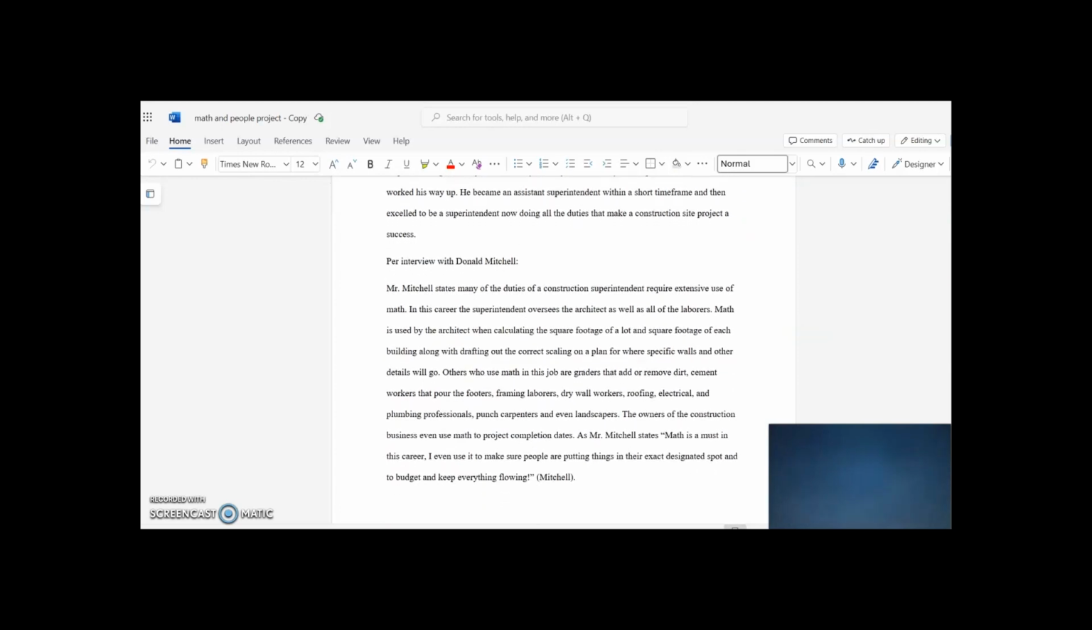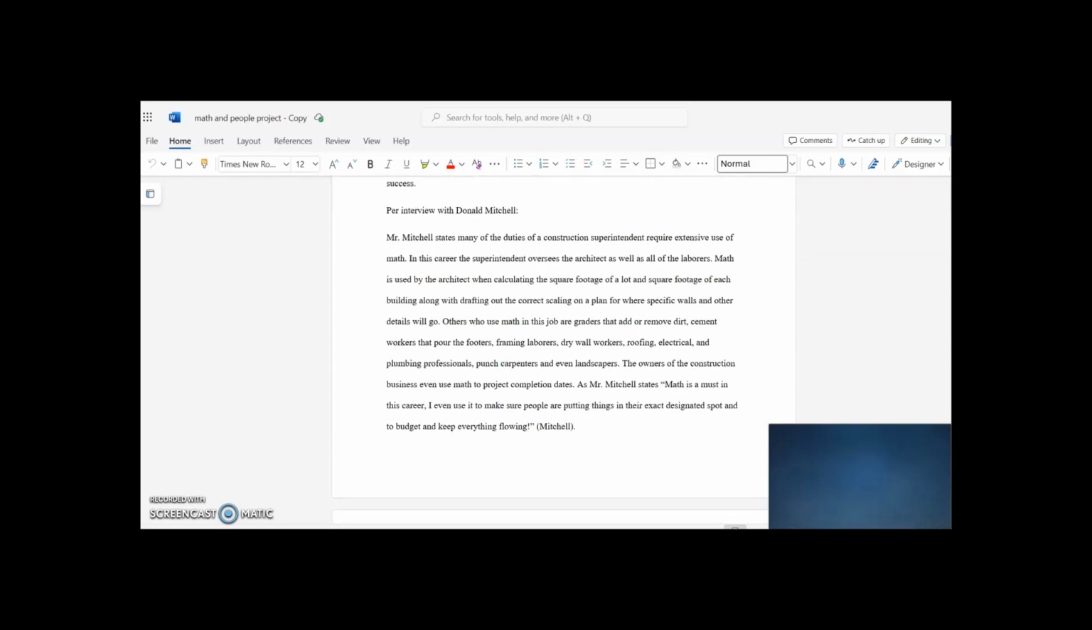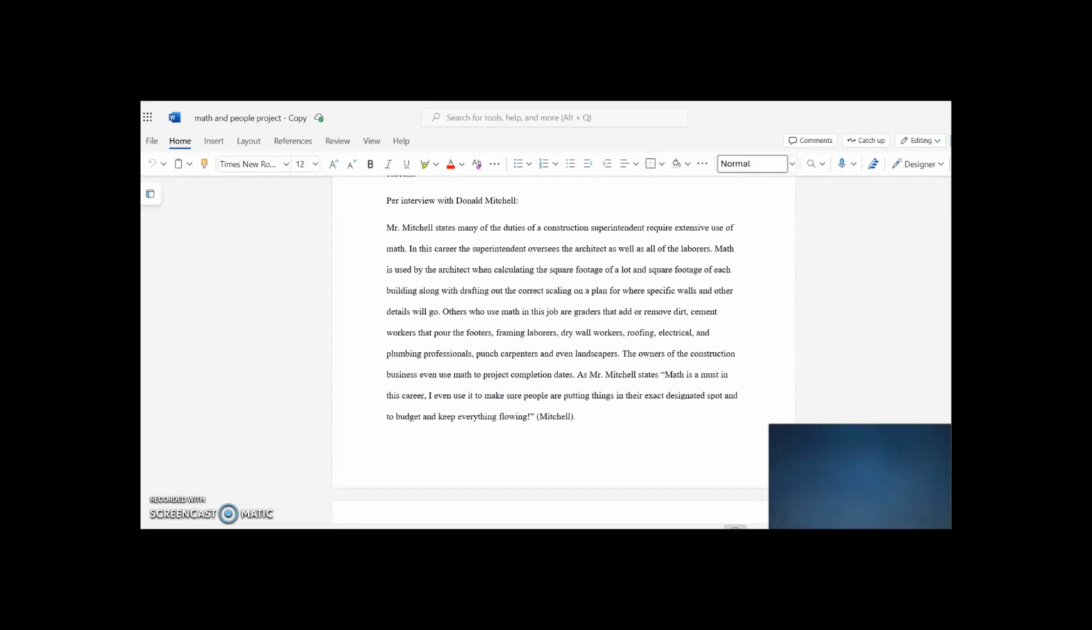Math is used by the architect when calculating the square footage of a lot and square footage of each building, along with drafting out the correct scaling on a plan for where specific walls and other details will go. Others who use math in this job are graders that add or remove dirt, cement workers that pour the footers, framing laborers, drywall workers, roofing, electrical, and plumbing professionals, punch carpenters, and even landscapers. The owners of the construction business even use math to project completion dates. As Mr. Mitchell states, math is a must in this career. I even use it to make sure people are putting things in their exact designated spot and to budget and keep everything flowing.